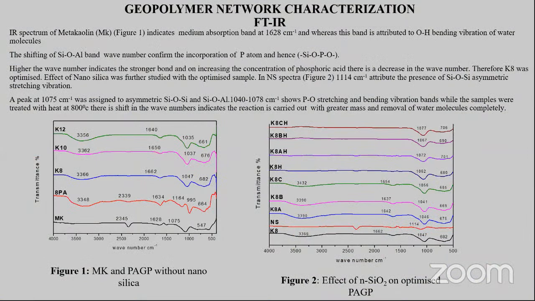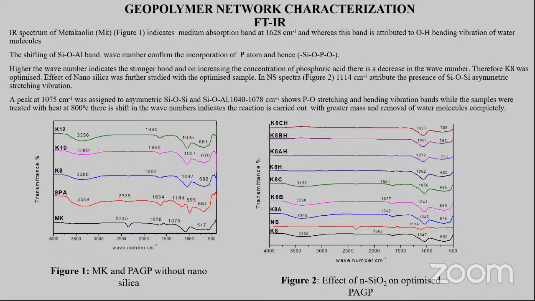Geopolymer network characterization. So in the FTIR, the IR spectrum of metakaolin indicates a medium absorption band at 1028, which is attributed to OH bending, and the shifting of the Si-O-Al band wave number confirms the incorporation of P atom, and hence Si-O-P is formed. Higher wave number indicates a stronger bond, and with increasing concentration of phosphoric acid there is a decrease in wave number. Therefore, K8 was optimized. The effect of nanosilica was further studied with the optimized sample.